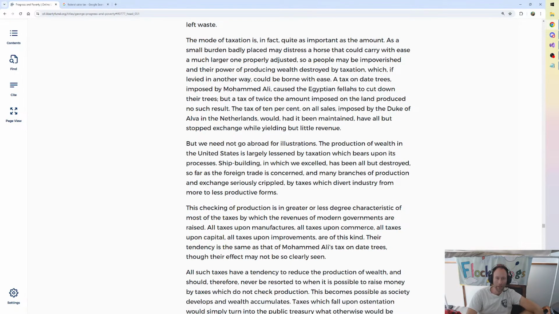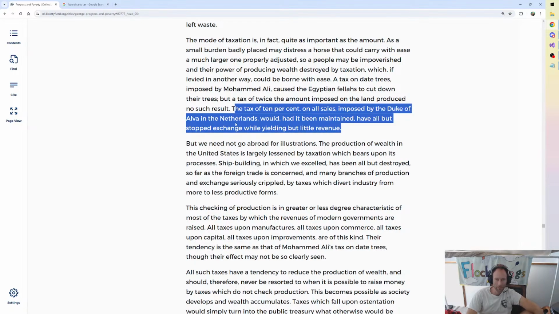But we need not go abroad for illustrations. The production of wealth in the United States is largely lessened by taxation which bears upon its processes. Shipbuilding, in which we excelled, has been all but destroyed, so far as the foreign trade is concerned, and many branches of production and exchange seriously crippled by taxes which divert industry from more to less productive forms.